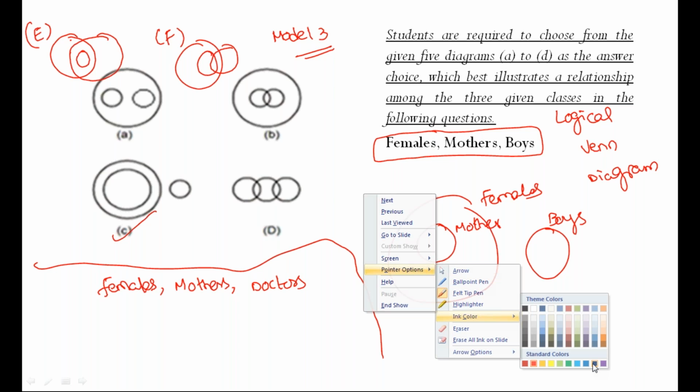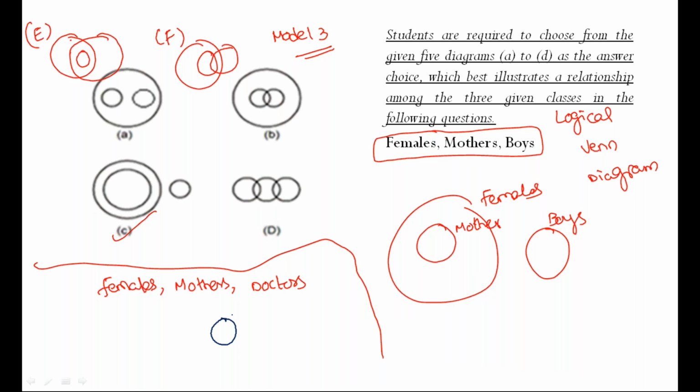Option F is suited. Why? Because mothers will come under the females category. There are some doctors who are mothers. They are mentioning some doctors outside because some doctors are males, some doctors are females. Among females, some may be mothers. There are some doctors who are mothers as well, right? So that's what option F is suited for. Females, mothers, and doctors, which is fit for that.